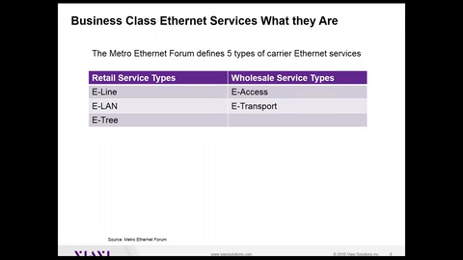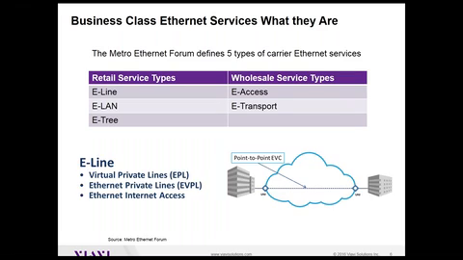The different types of services are grouped into two bins: the retail services and the wholesale services. Retail services are offered from a service provider directly to a business customer. Wholesale services are scenarios where one carrier has the relationship with the customer, but relies on other providers for part of that service.